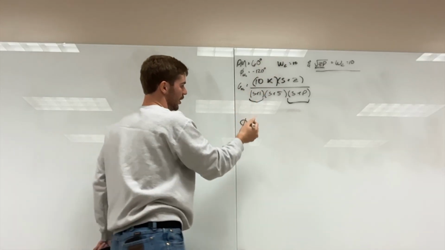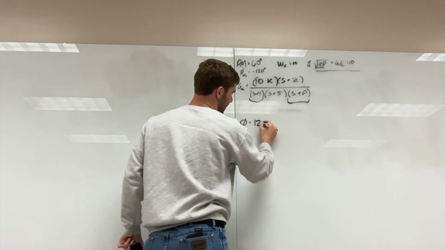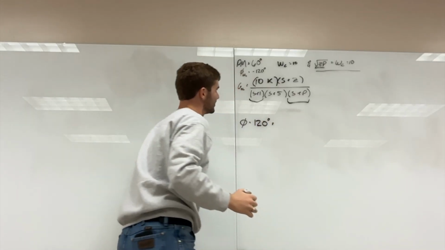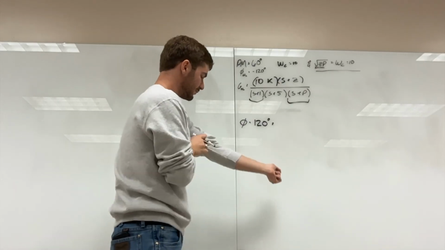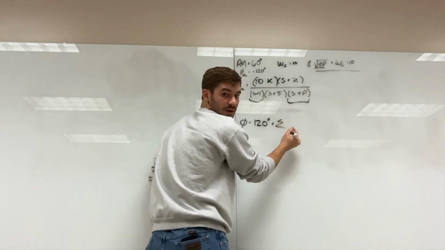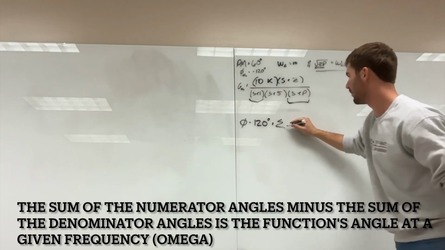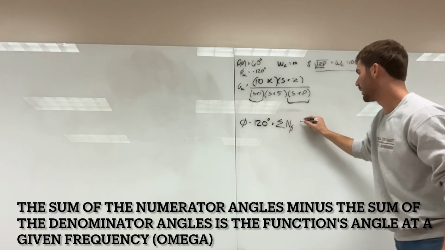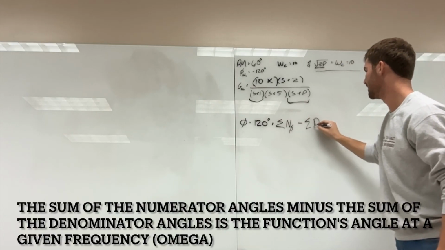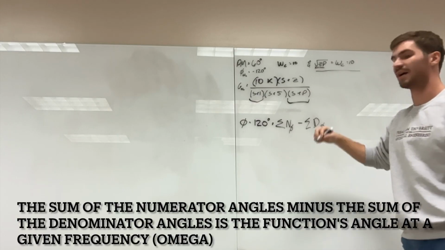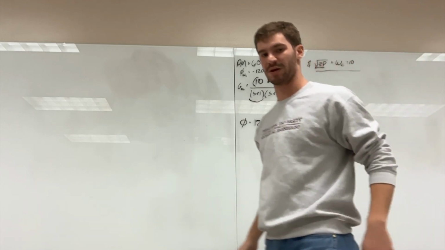And so your phase angle needs to be negative 120 degrees, and that needs to be equal to the sum of the numerator angles minus the sum of the denominator angles. You see all this? Yeah, I'll put it over here. And you say, how do I find the angles? It's a very good question.